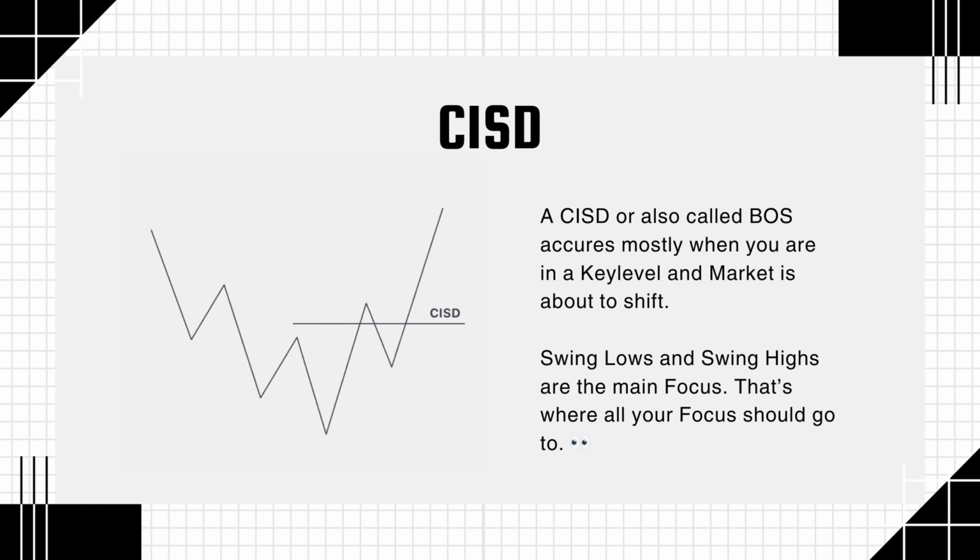A CISD, or also called break of structure, occurs mostly when you are in a key level and market is about to shift. Just imagine that the lowest swing low in here is hitting a demand zone or a key area, a fair value gap, internal liquidity. If you haven't ever heard of that, I would definitely recommend you to watch my 5 episodes where I simply break everything down from A to Z, which is absolutely helpful. Swing lows and swing highs are the main focus at this point. That's where all your focus should go to.